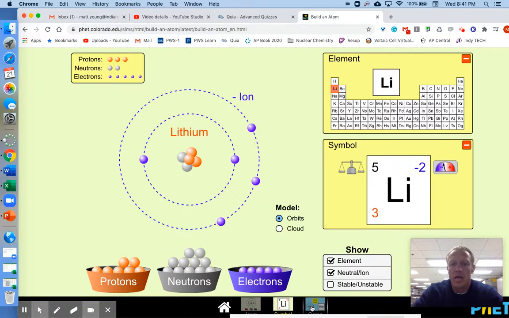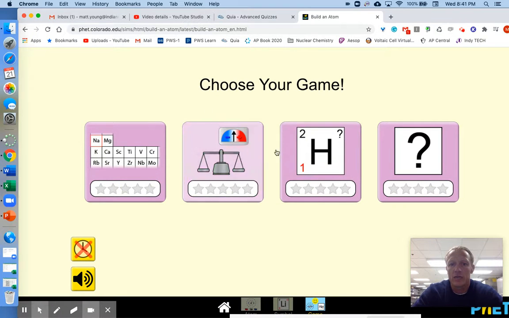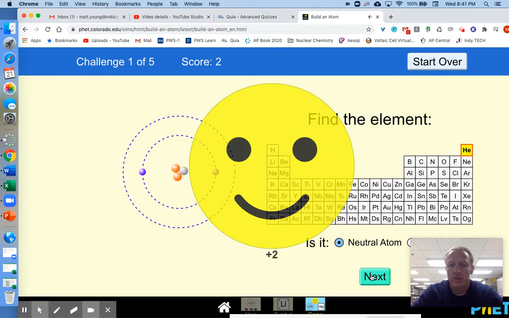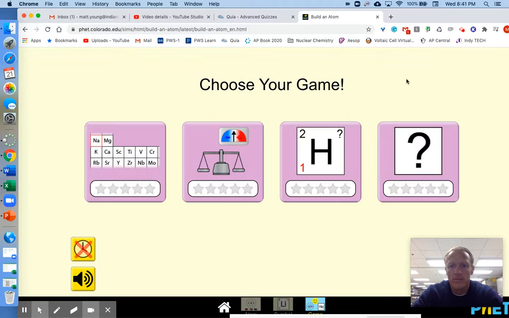And the last part that you can mess with is you can choose your game. So you can select something like this, find the element. So we go 2 protons. The only element with 2 protons would be helium. And then it says, is it a neutral atom? Well, it's got 2 positives and 2 negatives. Remember, neutrons have no charge. So it is neutral. Yes. So you can do that game.